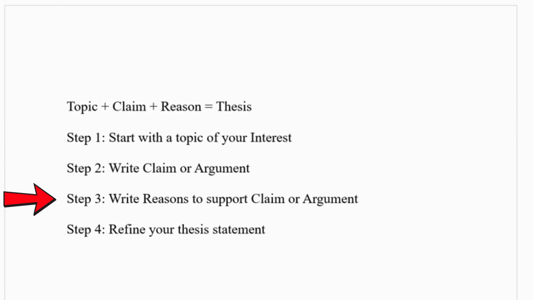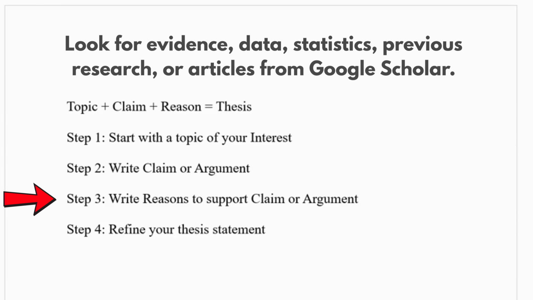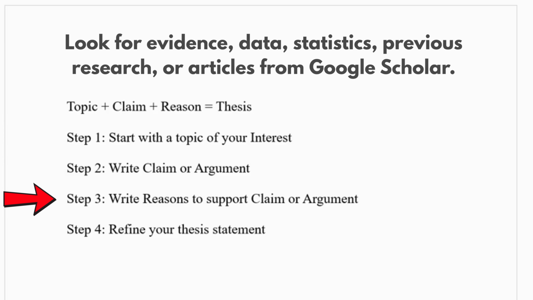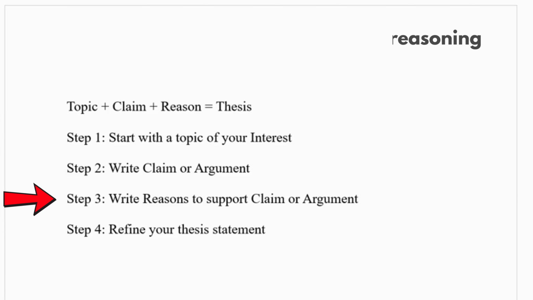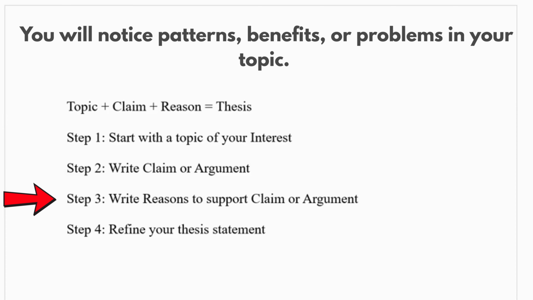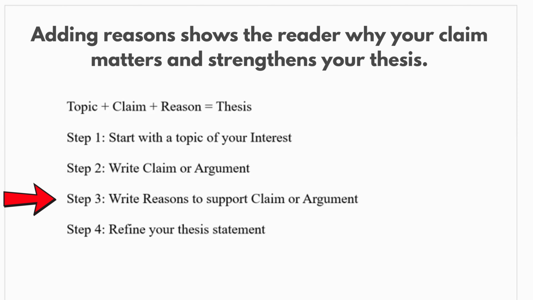Step 3. Write reasons to support your claim. Ask yourself why your claim is true. Look for evidence: data, statistics, previous research, or articles from Google Scholar. The more you read, the clearer your reasoning becomes. You will notice patterns, benefits, or problems in your topic. Adding reasons shows the reader why your claim matters and strengthens your thesis.